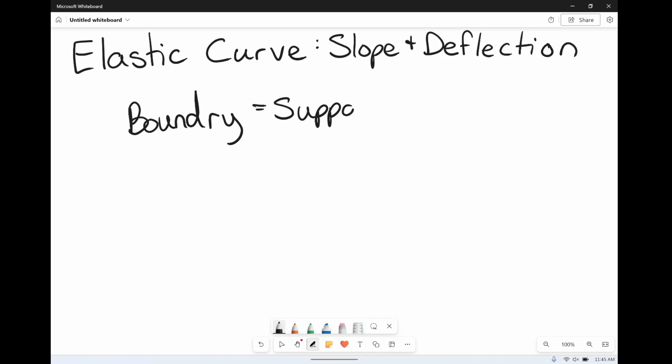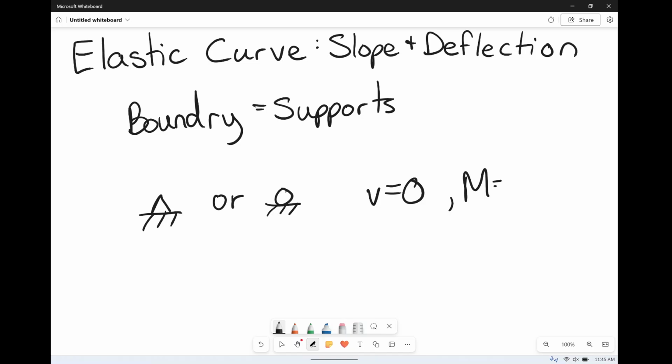So when we do double integration, we're going to have constants of integration, and these constants of integration need to be solved for. So if you're looking at a pin, what do you know is going to happen at a pin, or specifically at a roller at the end of a beam? You're going to say that there is no deflection, and there's also at the end no moment.